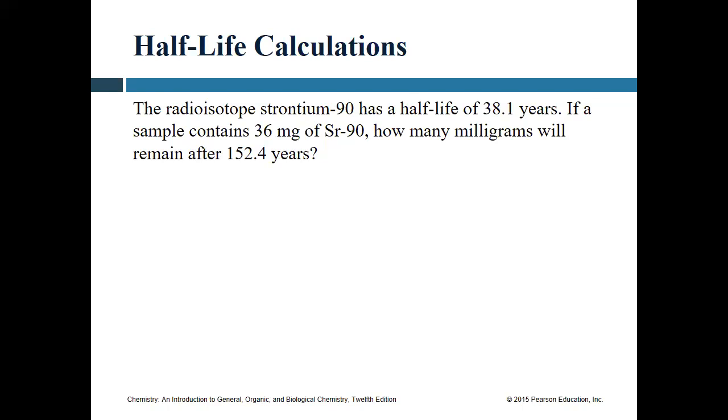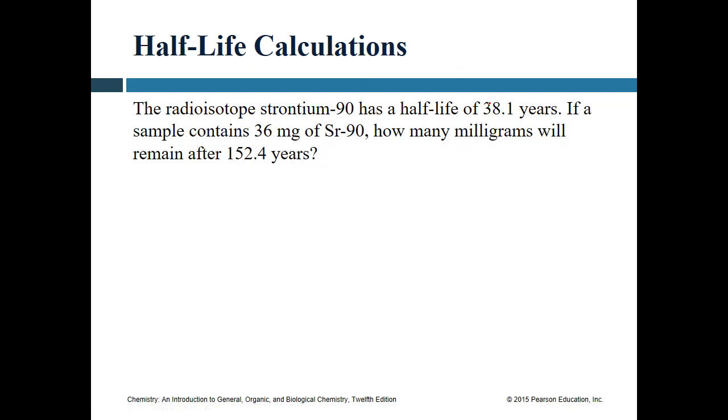Okay, so what do we do with these? What kinds of calculations can we do? Well, the idea that we're going to run into pretty much every time here is we're going to have to do one of two things. We either have to figure out how many half-lives have happened, or we need to use that information to figure out how much sample is left. And sometimes in this problem, we have to do both.